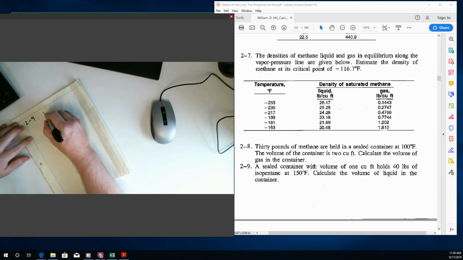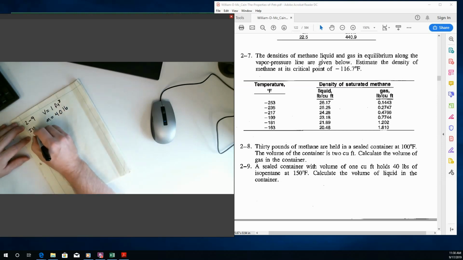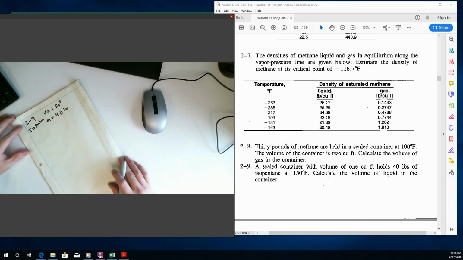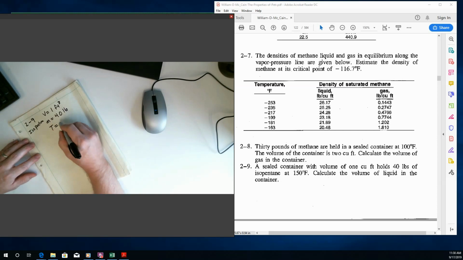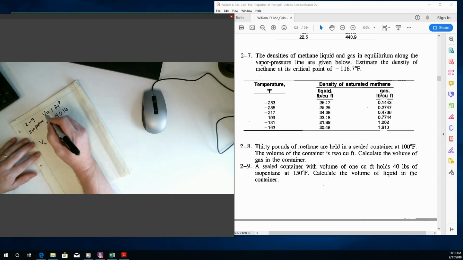Volume equals 1 cubic foot. And mass is 40 pounds of isopentane, which has another name, which I'll find out here in a minute. So isopentane, 40 pounds, and most importantly, temperature equals 150 degrees Fahrenheit. And we want to calculate the volume of the liquid in the container. So this is total volume.